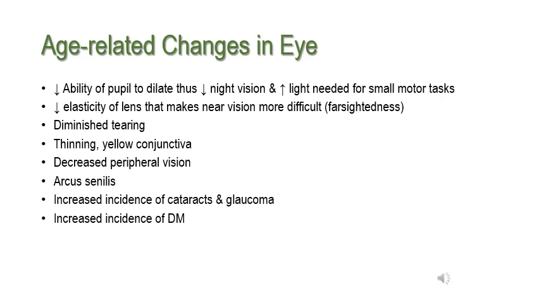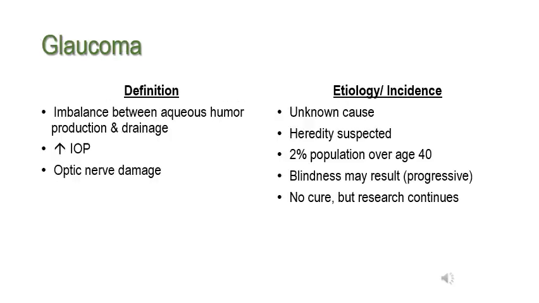Increased incidence of cataracts and glaucoma, of course, with aging, and increased incidence of diabetes, which then can also damage the small vessels of the eye that nourish the retina. And diabetes is the leading cause of blindness, the diabetic neuropathy. Or excuse me, not diabetic neuropathy, but diabetic retinopathy.